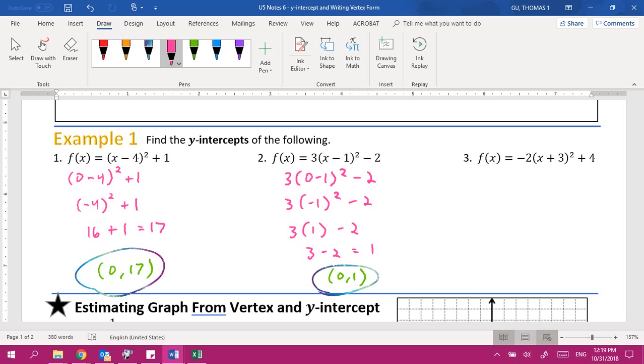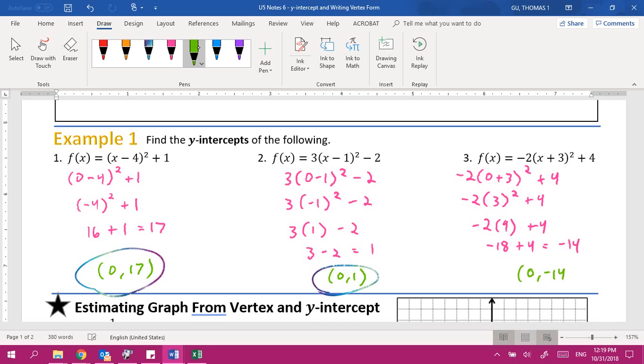Same thing. We start by replacing x with a 0. Negative 2 times (0 plus 3) squared plus 4. All right, so first we're going to simplify inside the parentheses. So what's 0 plus 3? 3. So we're going to have negative 2 times 3 squared plus 4. Next we square, 3 times 3, which is? 9. So we have negative 2 times 9 plus 4. What's negative 2 times 9? Negative 18. So we have negative 18 plus 4, which is? Negative 14. So what's my y-intercept? 0, negative 14. Very good.